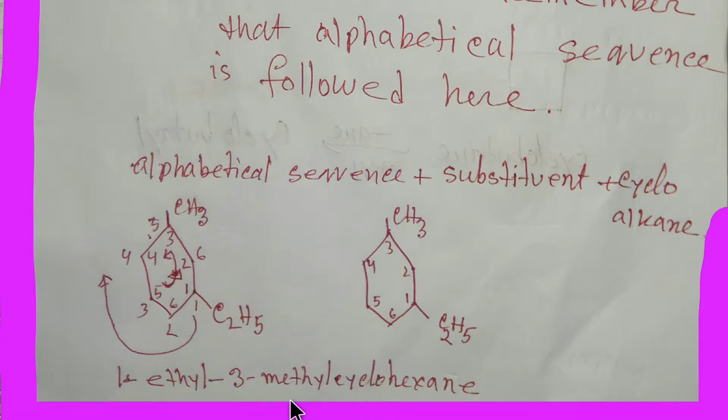Notice here that the prefixes and the main compound are written in such a way that there is no gap among them. I hope this is clear to you. So this is the right numbering, right? I am taking anti-clockwise. Well, what is the name of this compound?